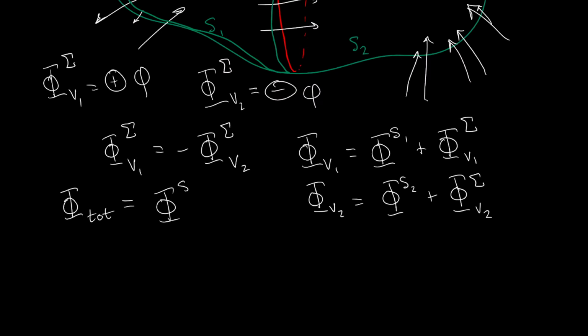But putting all this together, I can see that the flux going through S is equal to the flux going through S1 plus the flux going through S2. I'm just splitting up this surface into two pieces, and that's not going to change the total amount of flux going through the surface.